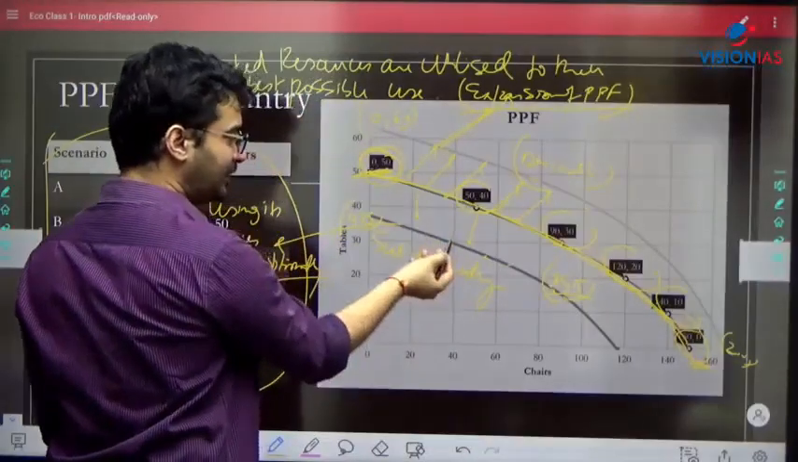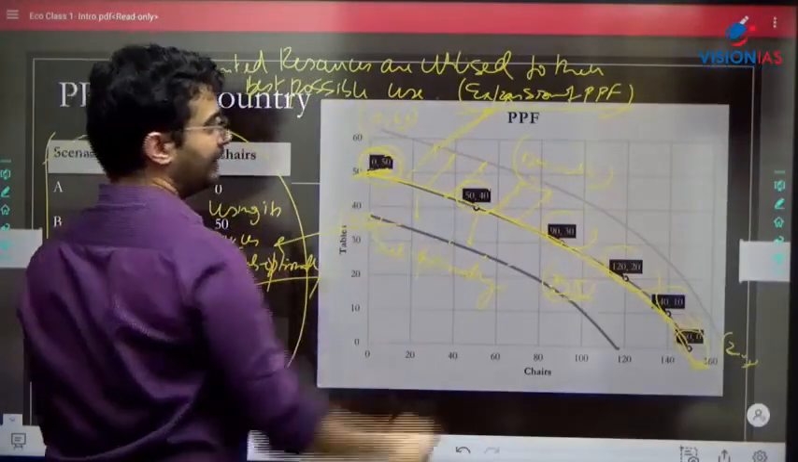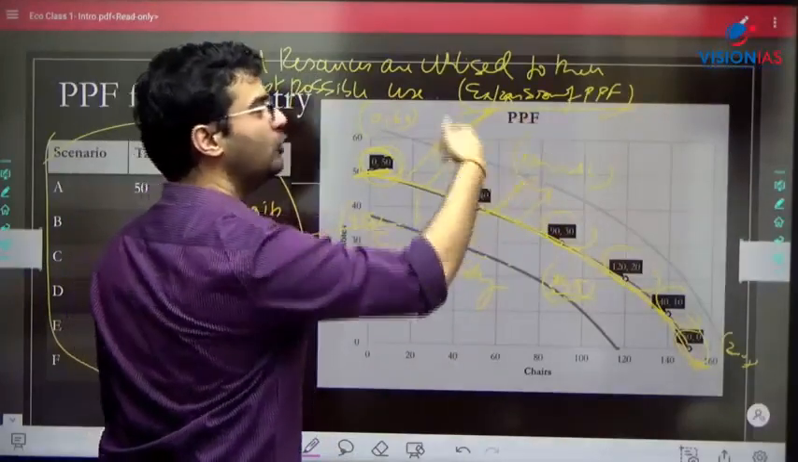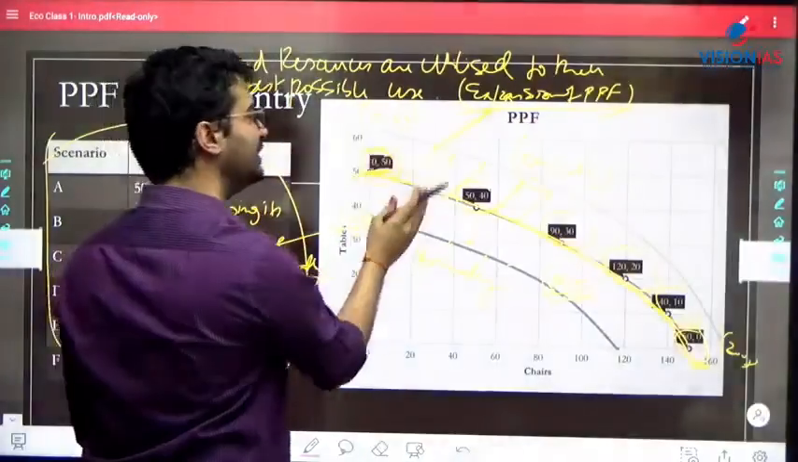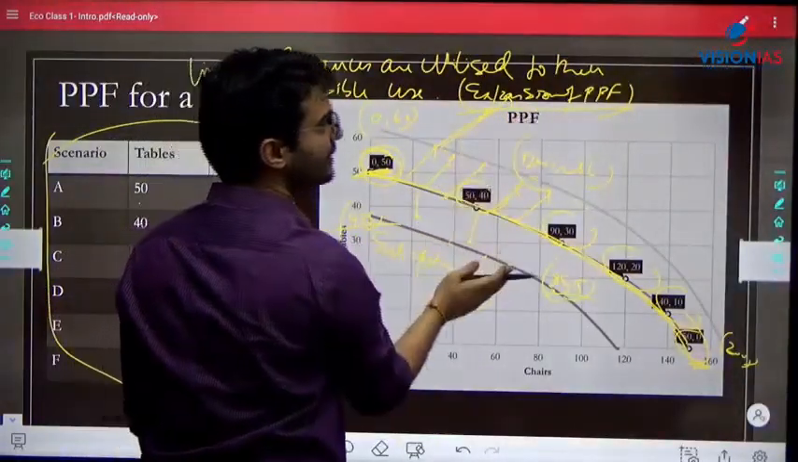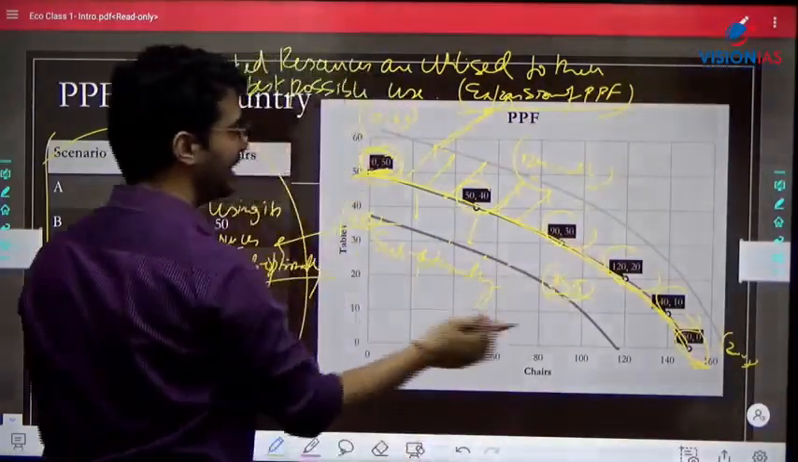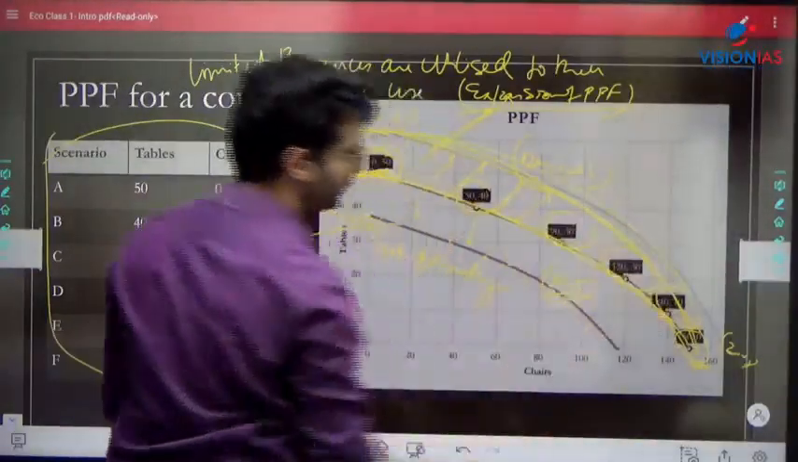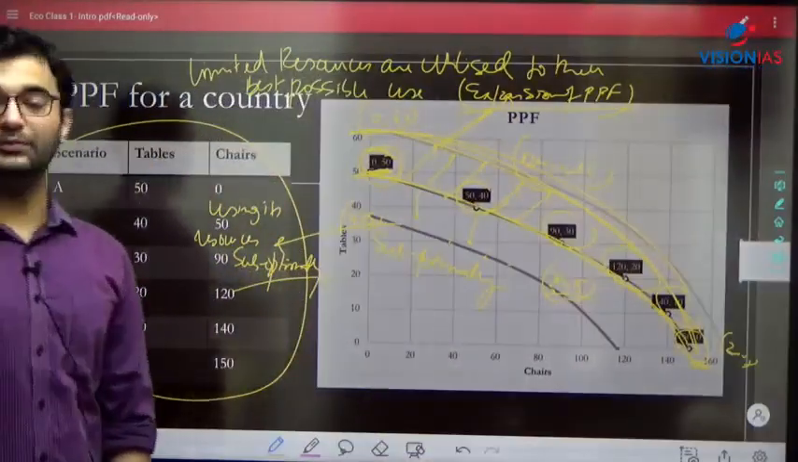These are possible but not desirable. This is desirable, not possible. It can only become possible when there is an improvement in technology, when there is an improvement in productivity. Only then can a country push its production possibility curve outwards. I hope this is clear to you.